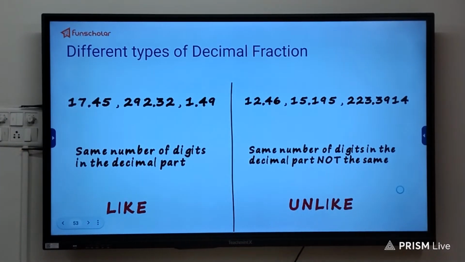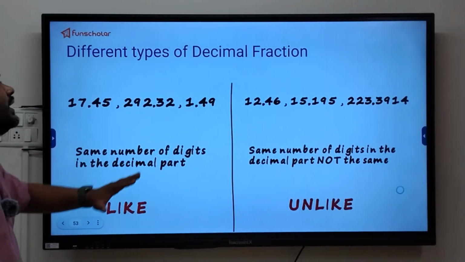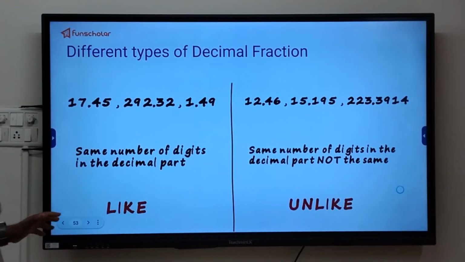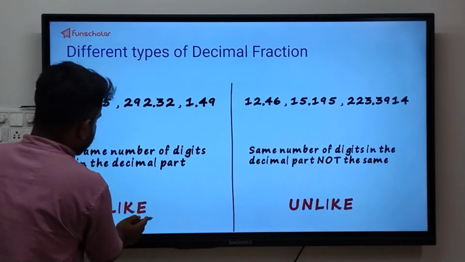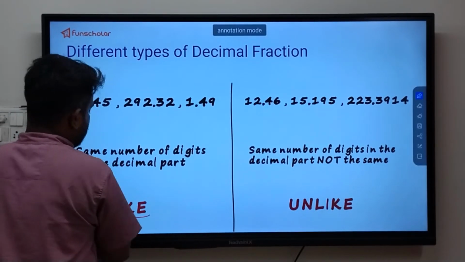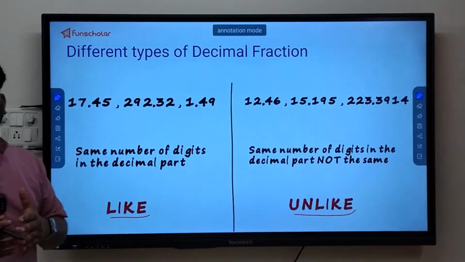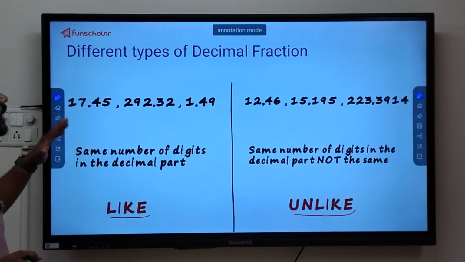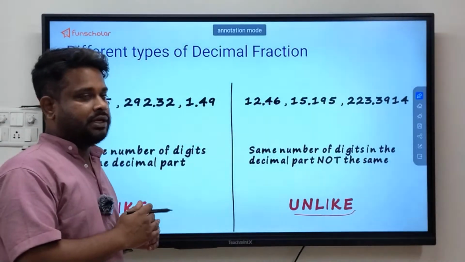Okay, different types of decimal fractions. Here you can see that there are many kinds of decimals, and two words need to be focused on: likely and unlikely. About the terms likely and unlikely, we have already learned them in algebra and even in fractions.